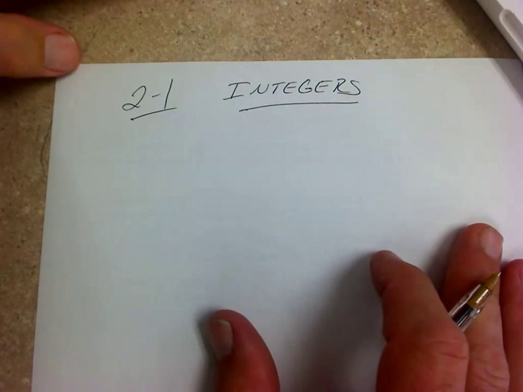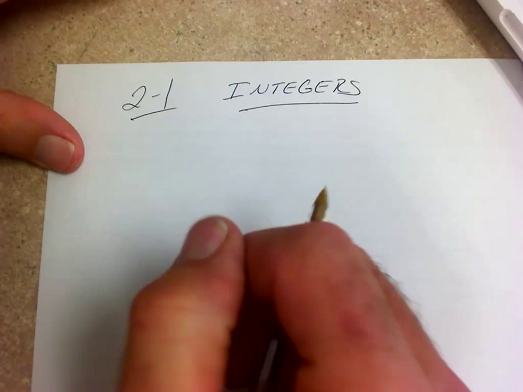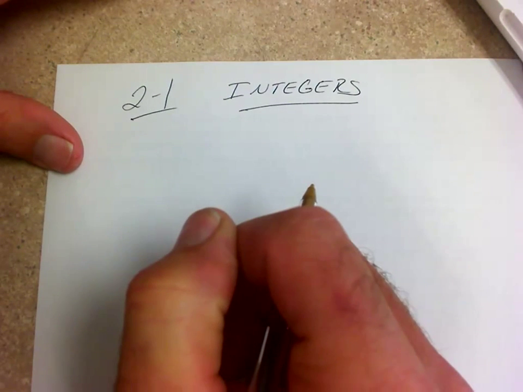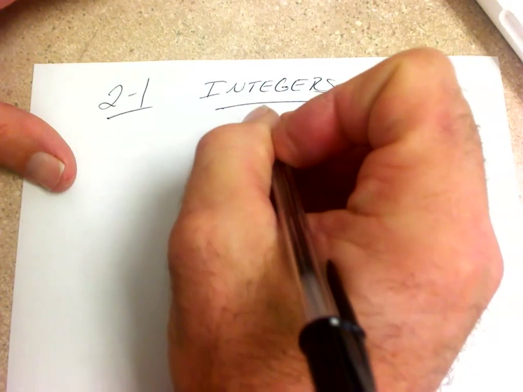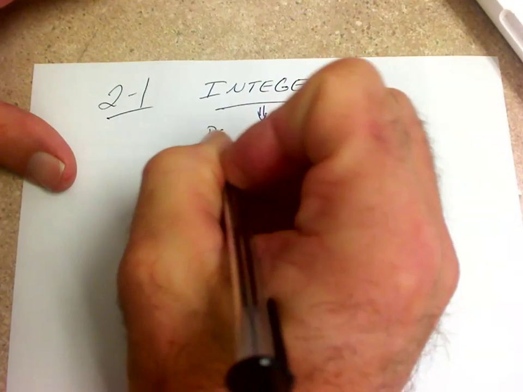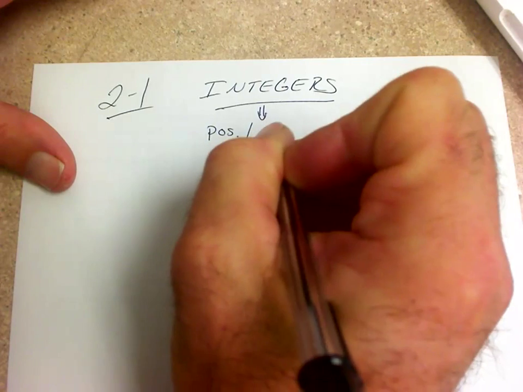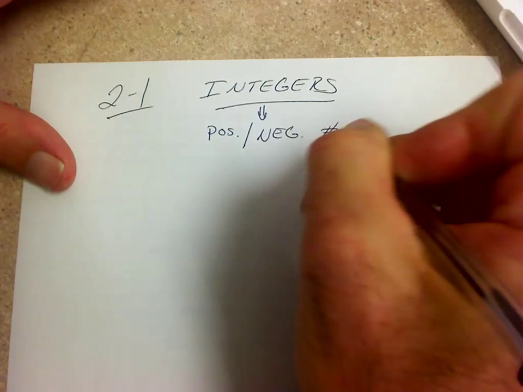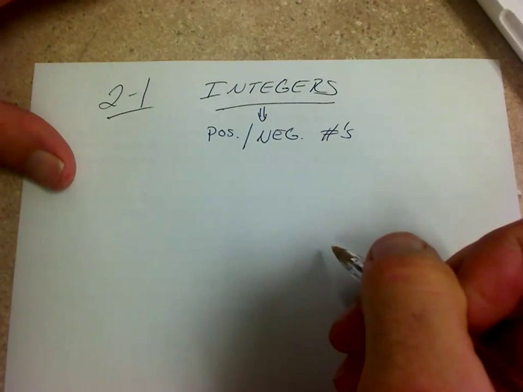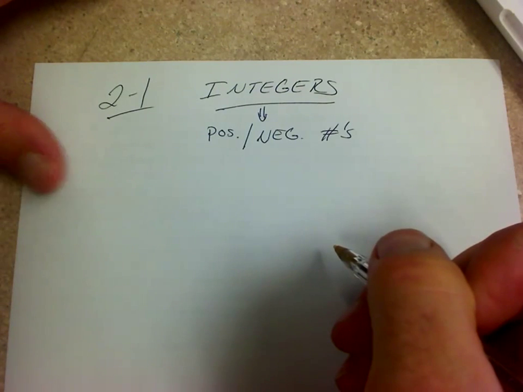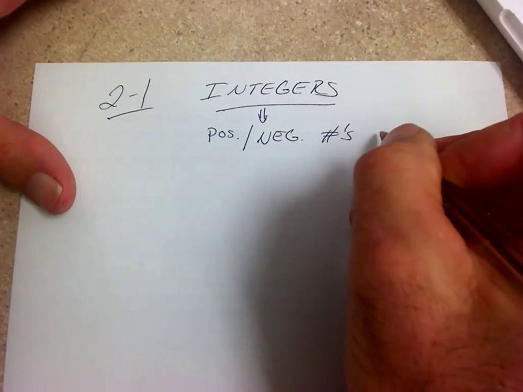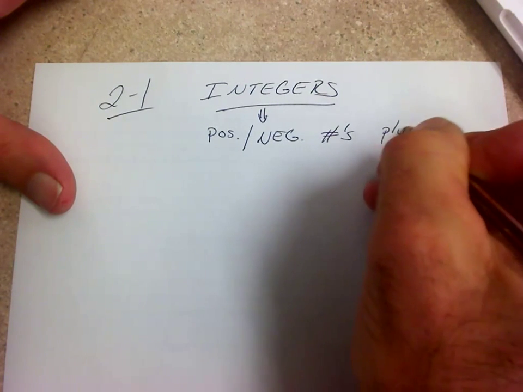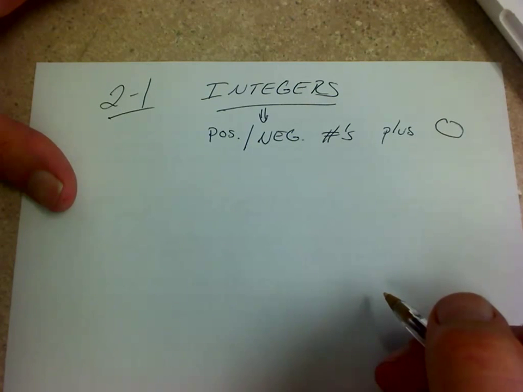Okay, so today we started chapter 2. Chapter 2 is going to be all about mathematical things we do with what we call the integers. Integers is just our word for all the positive and negative numbers. It's basically a synonym, so we don't have to say positive and negative numbers all the time. We can just call those integers. And then don't forget 0. 0 is also a part of that group.